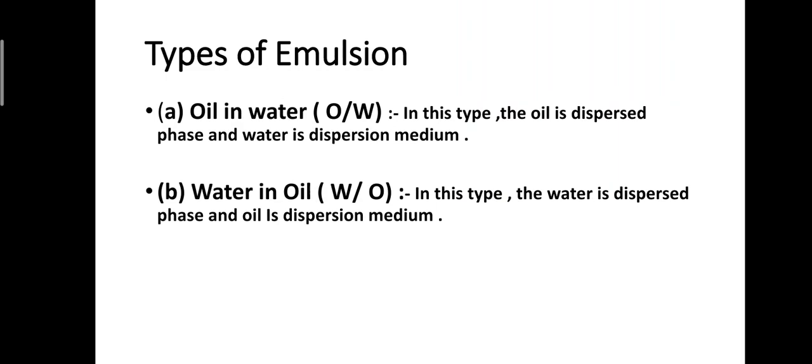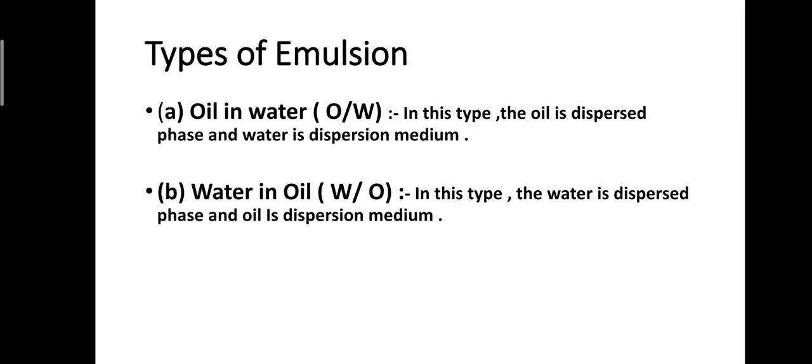Next, types of emulsion. There are only two types of emulsion. First, oil in water, and second, water in oil. That means O/W or W/O. First, oil in water type of emulsion. In this type, the oil is the dispersed phase and water is the dispersion medium. That means the quantity of oil is less and the quantity of water is more. These are oil in water type emulsions.